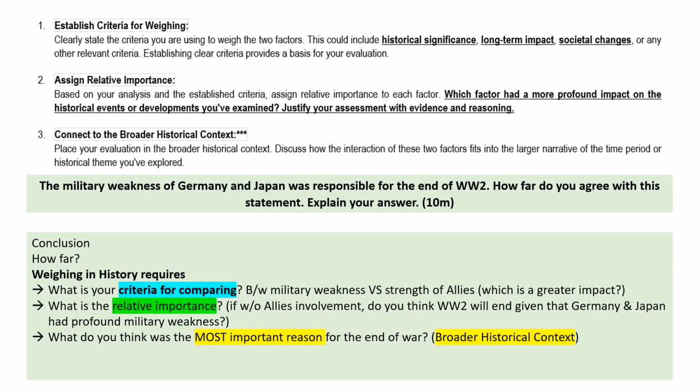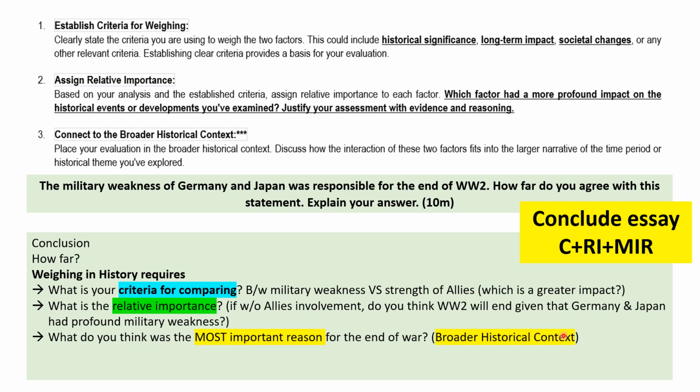So conclusion, right? There are 3 ways of doing it. You could either look for a criteria for comparing between military weakness versus strength of the allies, which is a greater impact. You can talk about relative importance, meaning, if without allies' involvement, do you think that World War II will end? Given that Germany and Japan had profound military weakness, relative importance. Thinking which one would actually really end the war. And lastly is really about which one in historical context really ended the war.